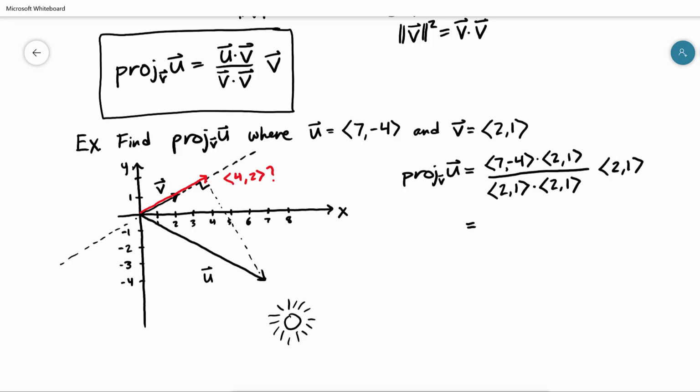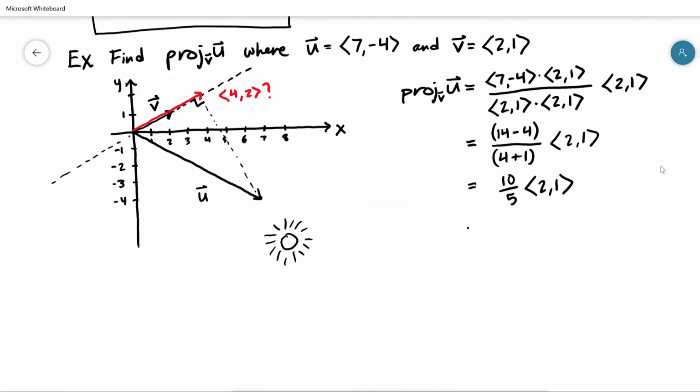So doing that top dot product, I will do 7 times 2, which is 14. And then I will do negative 4 times 1, which is negative 4. So 14 minus 4 is what I get for that dot product on top. That's going to be 10. And on the bottom, I'll get 2 times 2 plus 1 times 1. So that's going to be 4 plus 1 on the bottom. And again, that's times 2, 1. So we just found the top was 10. The bottom looks like it's 5 times the vector 2, 1.